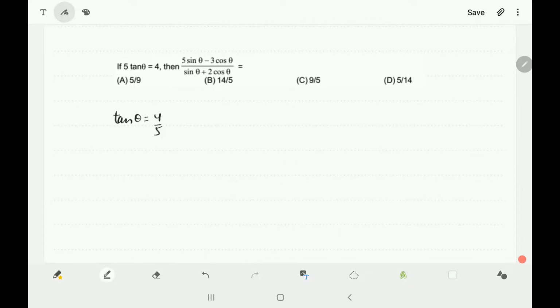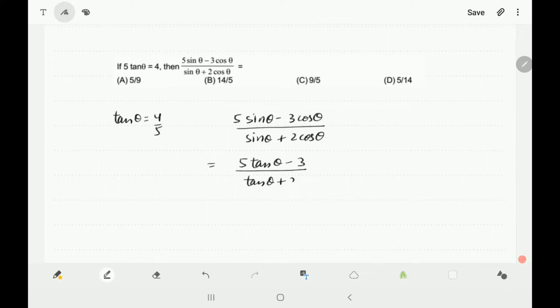In this problem, tan theta is given as 4 by 5. We have to find the value of (5 sin theta minus 3 cos theta) upon (sin theta plus 2 cos theta). Okay. So can I write this term as (5 tan theta minus 3) upon (tan theta plus 2)? How did I do this? I just divided the numerator as well as the denominator by cos theta.